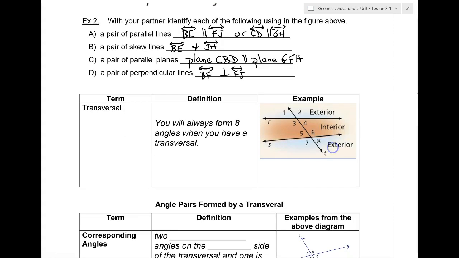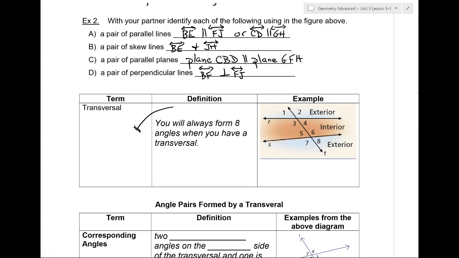Now, we have some other terms we've got to know when we're working with it. The first term is called a transversal. Now, I didn't write the definition right there. For some reason, I totally didn't give space. So we're going to write the definition down here. Okay, what is a transversal?